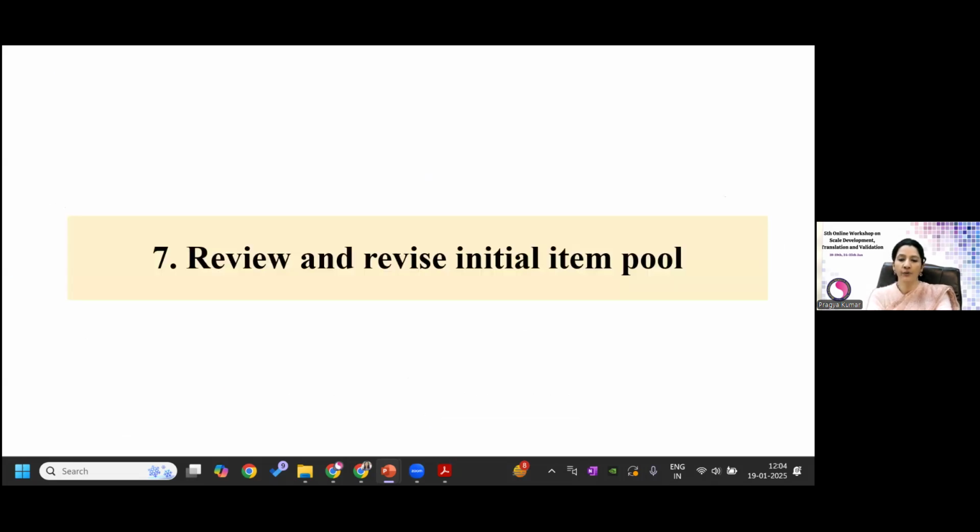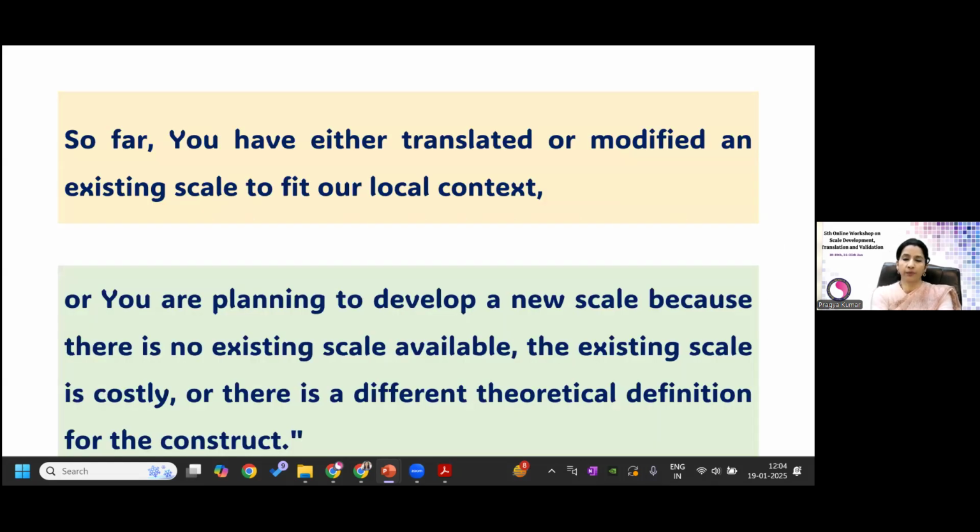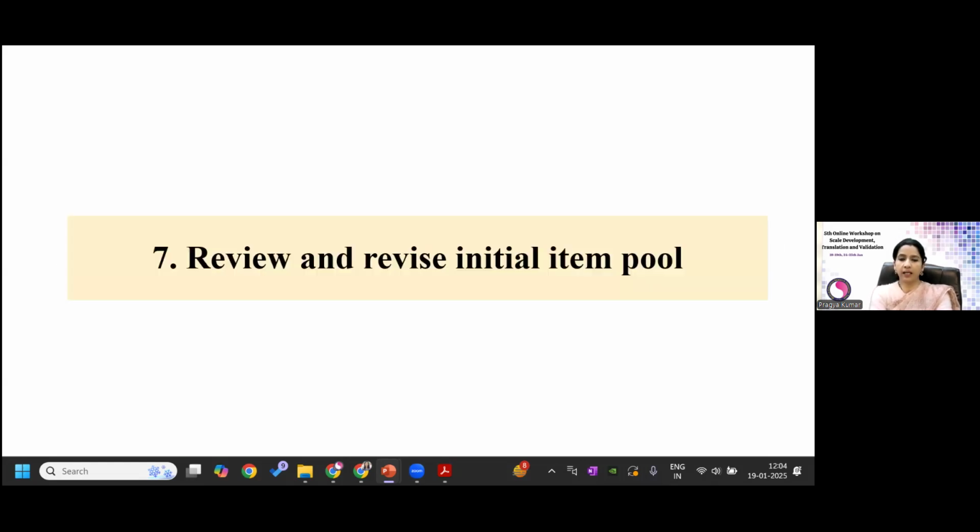And then you have to review and revise the initial item pool. It's again an iterative process. Initially you should have a large number of items, let's say 100. That item pool is necessary, and then you can extract the relevant ones, like 25% or 50% of those items.